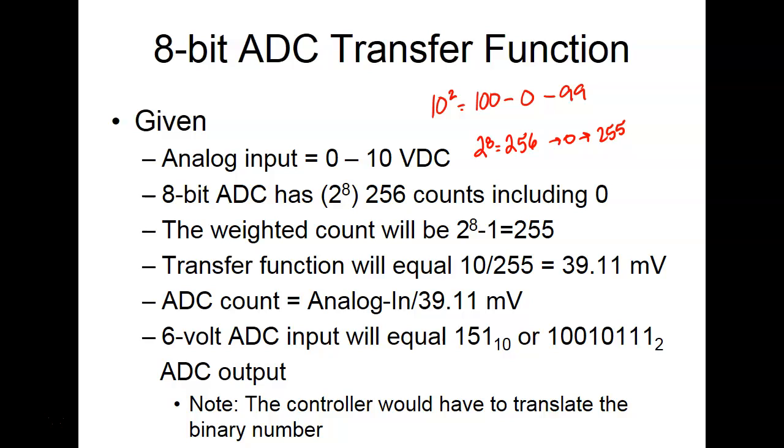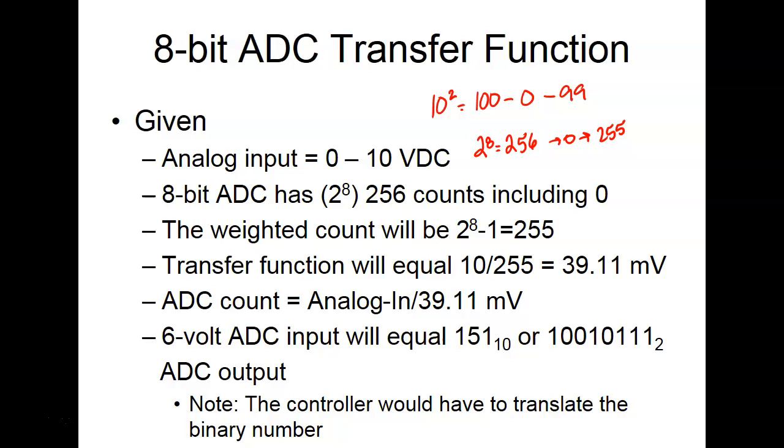So what we would do, and this is a little different, is we take the maximum voltage that we get out, and we divide it by the number of steps or combinations we can get out of it. So if I apply 10 volts, and I've got an A to D converter that gives me 8 bits, that's going to be 39.11 millivolts per count.